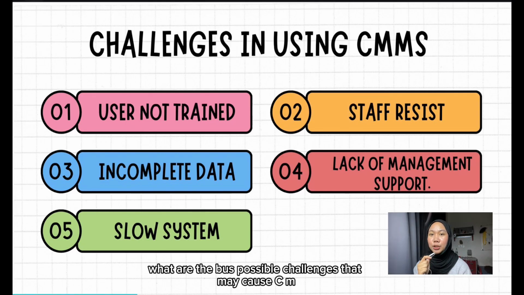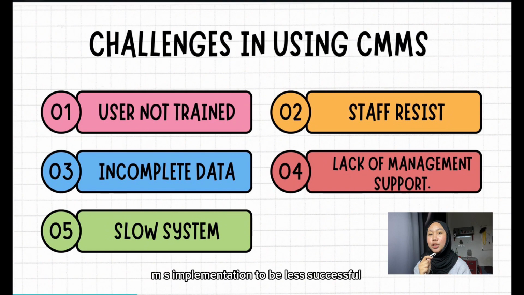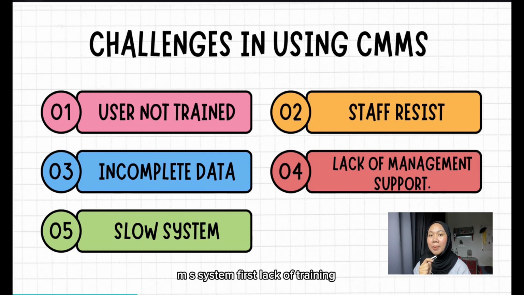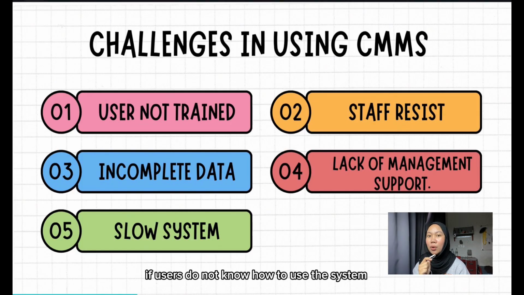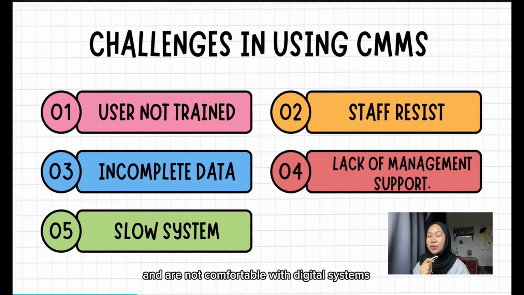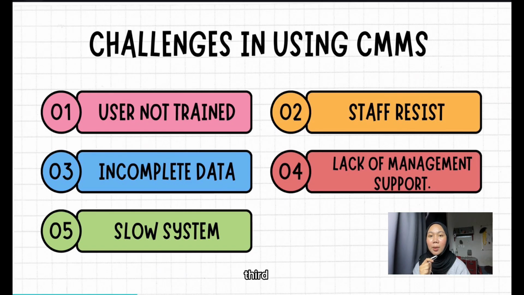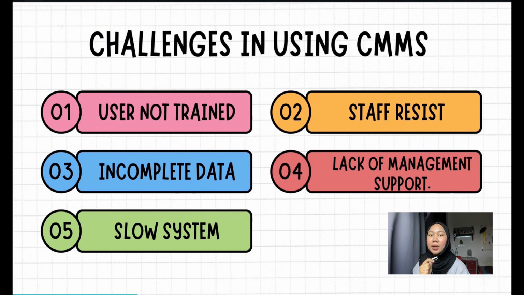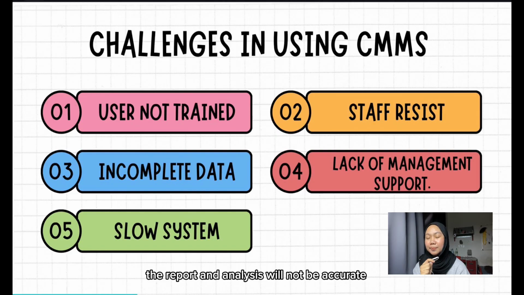What are the possible challenges that may cause CMMS implementation to be less successful? There are several challenges that can affect the success of CMMS system. First, lack of training. If users do not know how to use the system, they will not use it properly. Second, resistance to change. Some workers prefer manual methods and are not comfortable with digital systems. Third, poor data quality. If the data entered is incomplete or incorrect, the report and analysis will not be accurate.